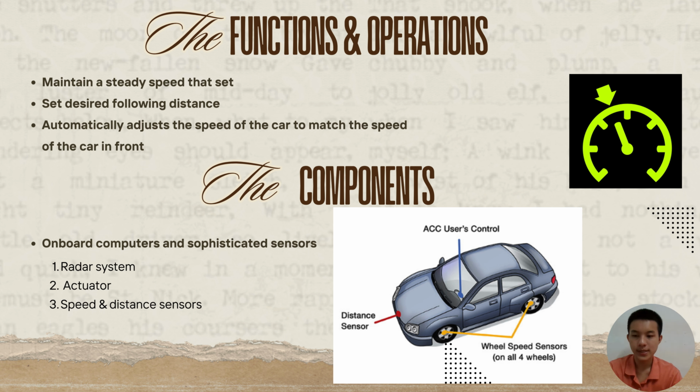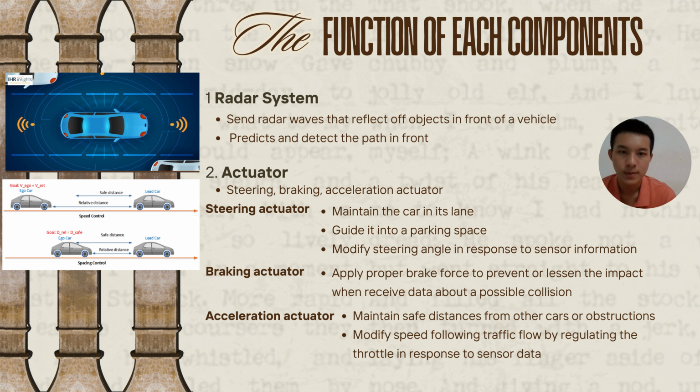So the next is the components installed in the system, which employ the onboard computer and sophisticated sensors such as the radar system, actuator, and the speed or distance sensor. These are all the significant components in adaptive cruise control. In this slide, we'll be explaining the function of each component. The radar system sends radar waves that reflect off objects in front of a vehicle to predict and detect the path in front of it.